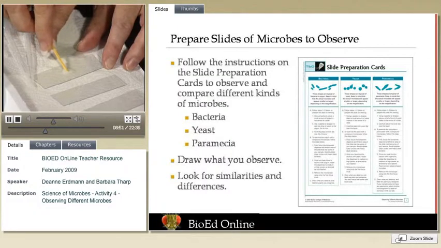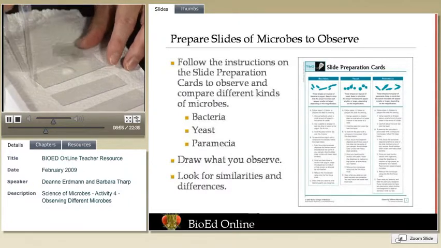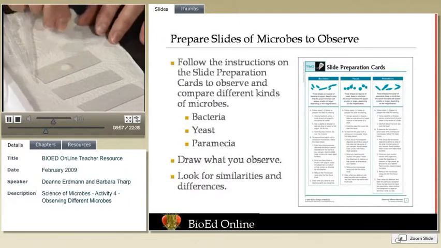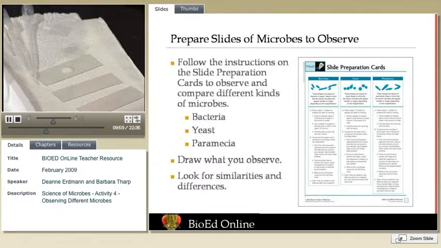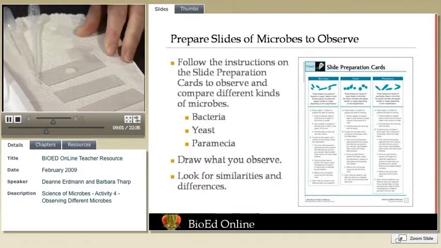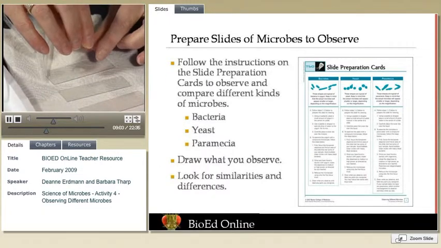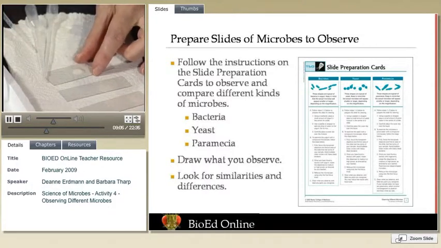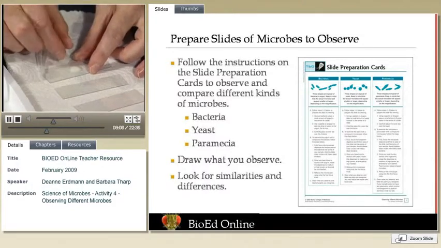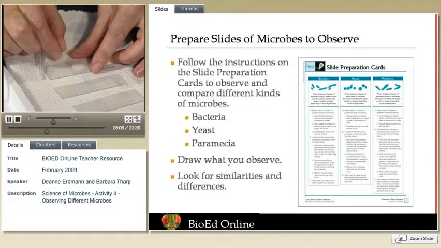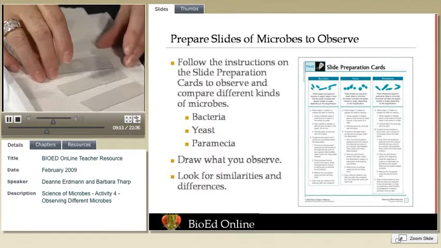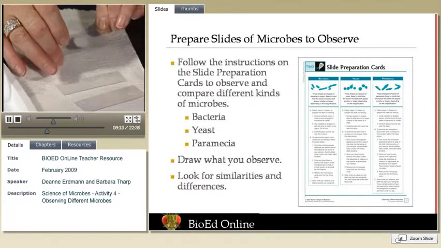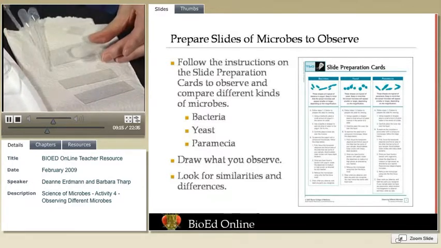We have a nice little mixture now. Okay, then again, using the technique, put your little cover slide on very carefully, at an angle, and let it kind of fall down there carefully. And you have your yogurt slide ready to go. And I have a slide ready to go. And so we're going to put this on the microscope.